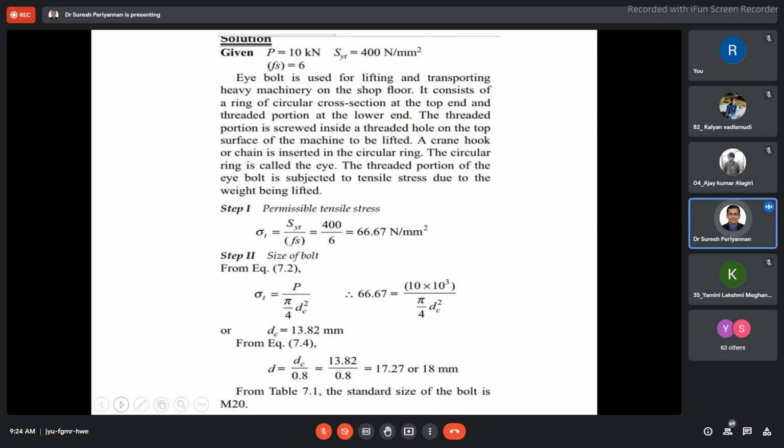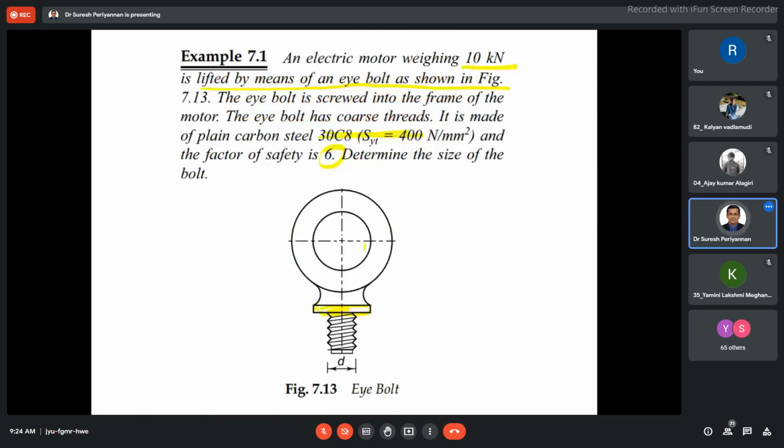Very simple. Here it has been explained; you can go through the text and understand the I bolt. The I bolt is used for lifting and transporting heavy machinery on the shop floor. You might have seen crane hooks, which are used for lifting heavy weights. We use this I bolt. It consists of a ring of circular cross section at the top end and the threaded portion at the lower end. The upper portion is a circular ring design.